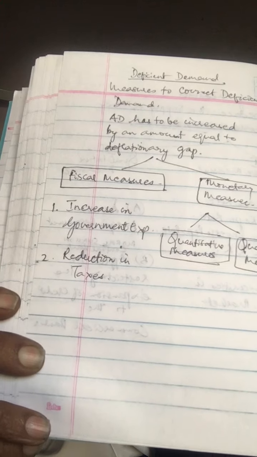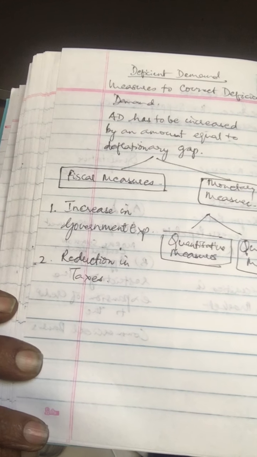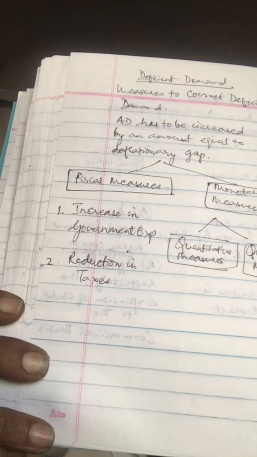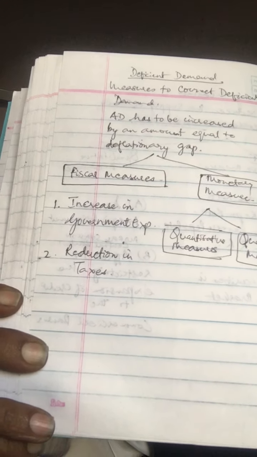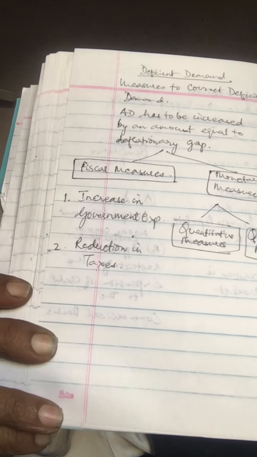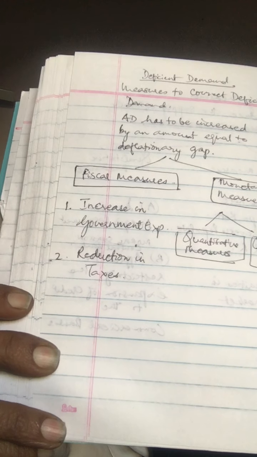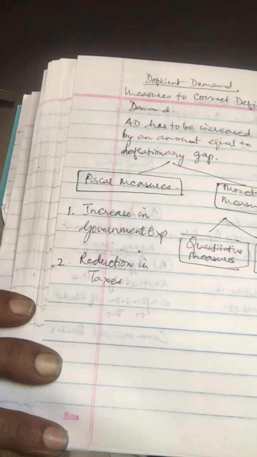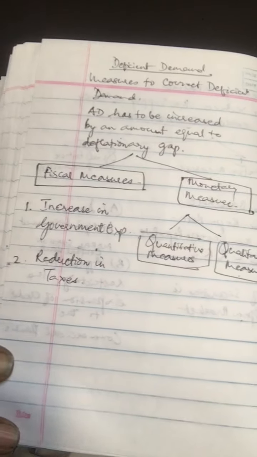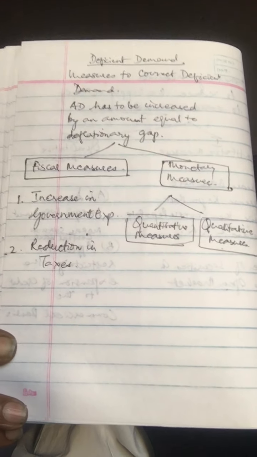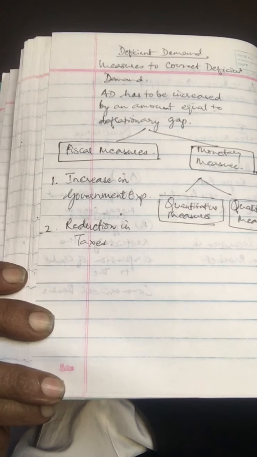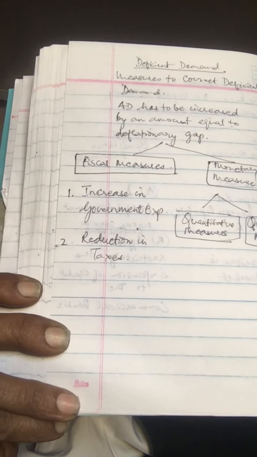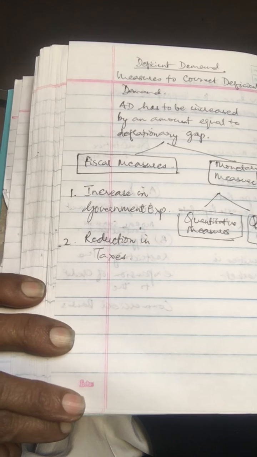These are the two fundamental policies through which the government can intervene in the functioning of an economy. That is fiscal policy and monetary policy. So what are these fiscal policies? What are these fiscal measures? It is the budgetary policy of the government, that is the revenue and the expenditure policy of the government to control the supply of money. So aggregate demand has to be increased by an amount equal to the deflationary gap. So these are the following measures which can be taken.